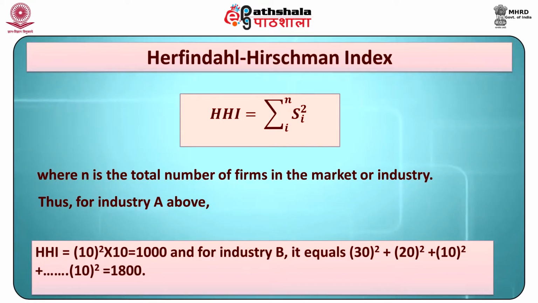Thus, for industry A above, HHI is equal to 10 squared into 10, which is equal to 1000, and for industry B it equals 30 squared plus 20 squared plus 10 squared till 10 squared, which is equal to 1800. Thus, all the three measures give us consistent results that industry B is more concentrated than industry A.